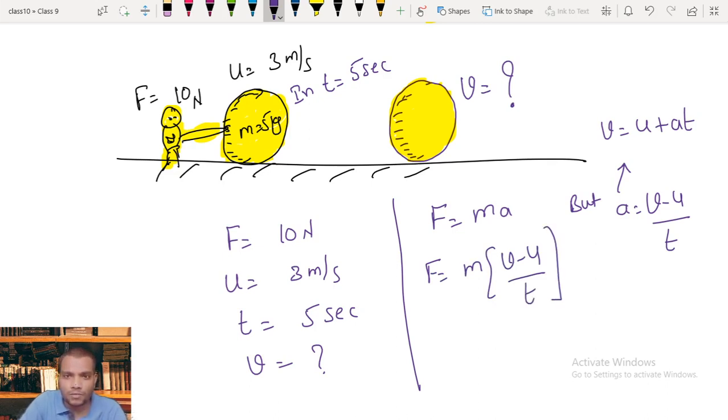Now in this equation, what should I find? I should find the final velocity v. So let us rearrange this equation. I can bring this t to this side: F times t equals m of v minus u.